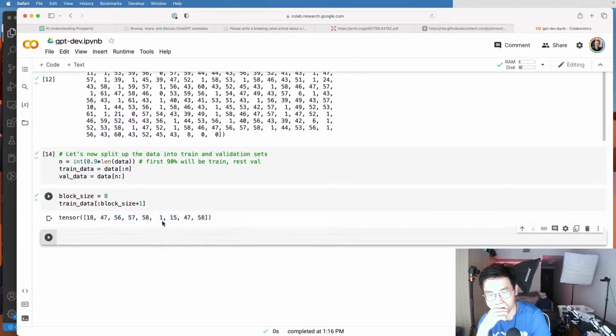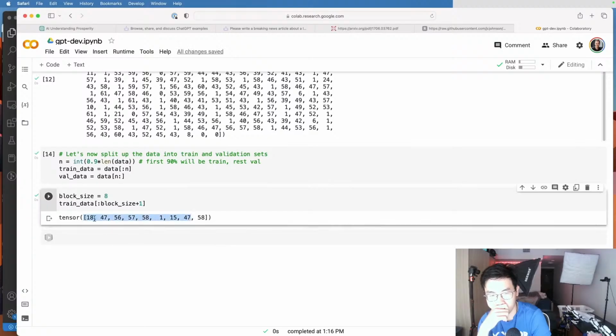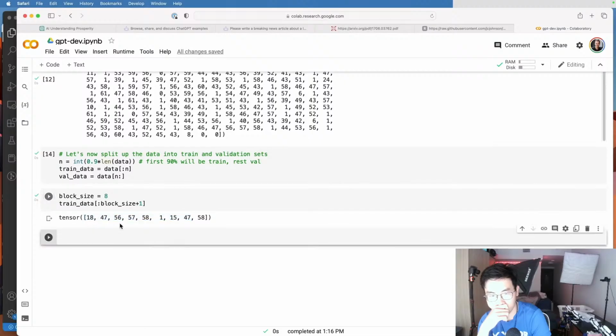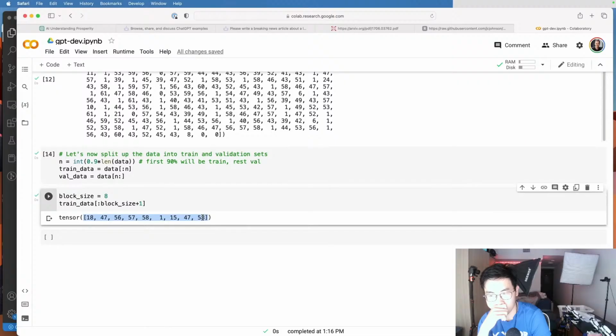Now what I'd like to point out is that when you sample a chunk of data like this, say these 9 characters out of the training set, this actually has multiple examples packed into it. That's because all of these characters follow each other. When we plug it into a transformer, we're going to simultaneously train it to make a prediction at every one of these positions. In a chunk of 9 characters, there are actually 8 individual examples packed in there.